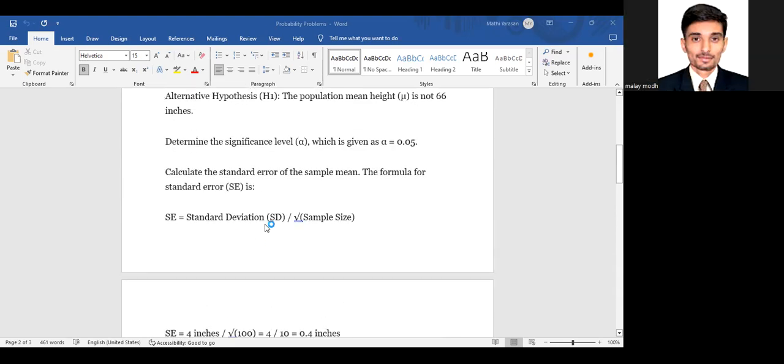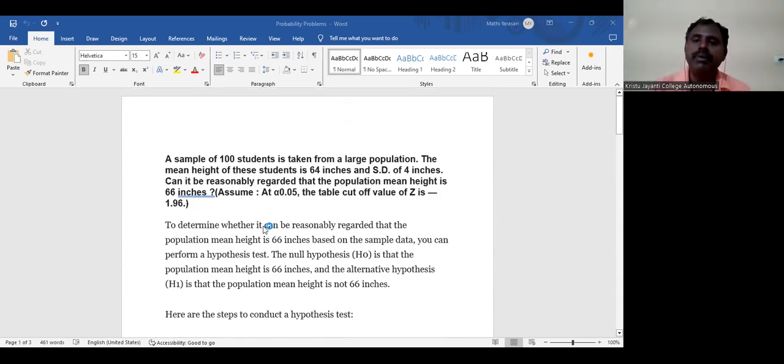Okay, so this is the hypothesis testing problem. Like that, certain assumptions will be given and you have to verify whether those assumptions are correct or not. Here they are asking, can it be reasonably concluded that the population mean height is 66 inches? So we have to perform this testing of the hypothesis, and you have to keep one as the alternative hypothesis, another one as the null hypothesis.